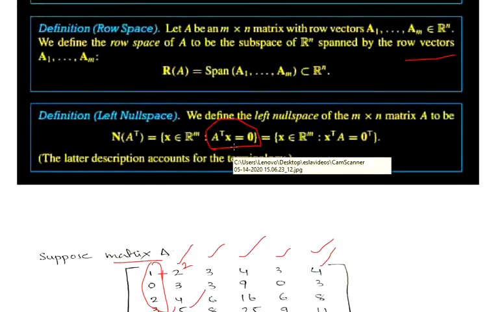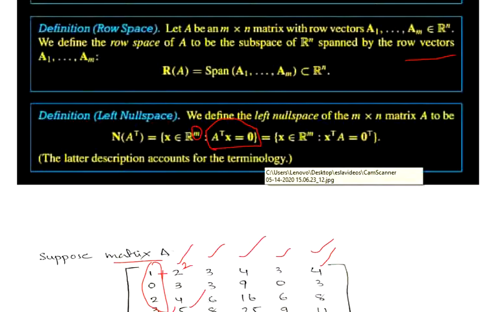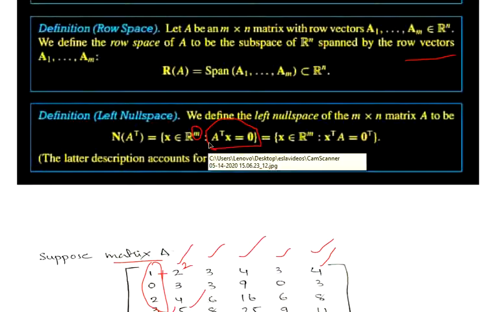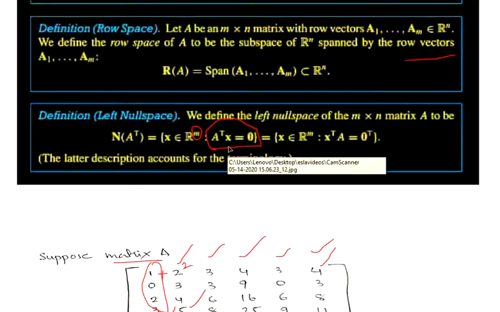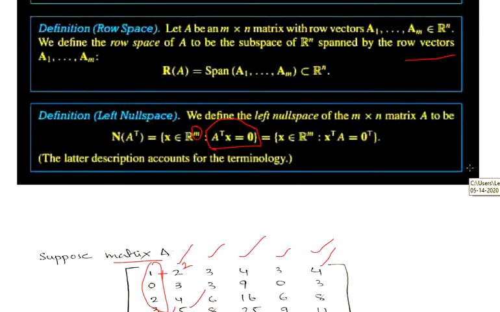So x can have any number of components. It can have one component, two components, three components, depending on the vector space which is defined. So the left null space is the solution of equations in the form A transpose x is equal to 0. Okay, so these are the four fundamental subspaces which we are going to find in an example, so that it will be clearer for you. So going to the example now.